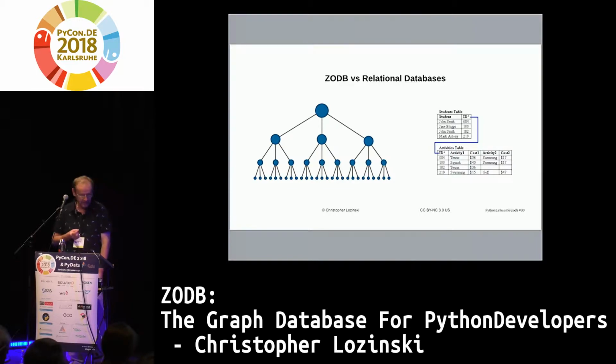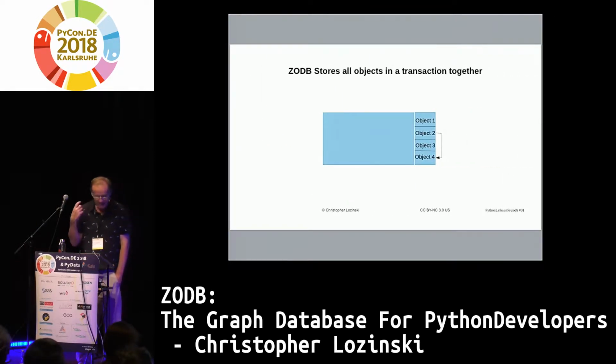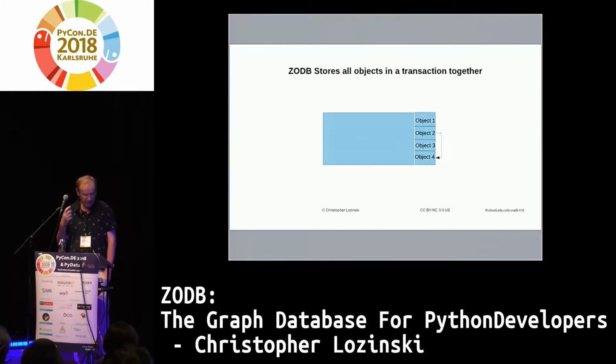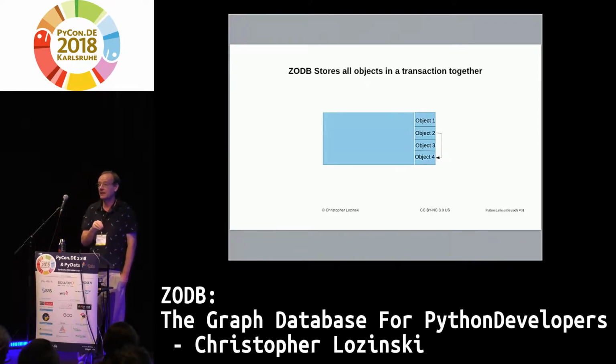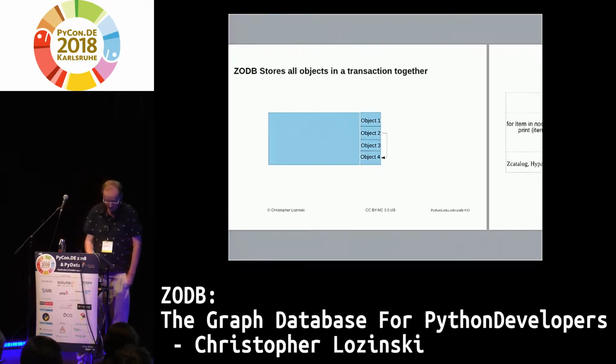Okay, so people ask, how does this compare to a relational database? You understand a relational database well. You understand the idea of a graph of objects. So the big difference is that all the objects are written to the end of the file. If you just have a single object being updated in a transaction, it's similar to a relational database, but say you're updating 10 objects in a transaction, then the ZODB will be faster.